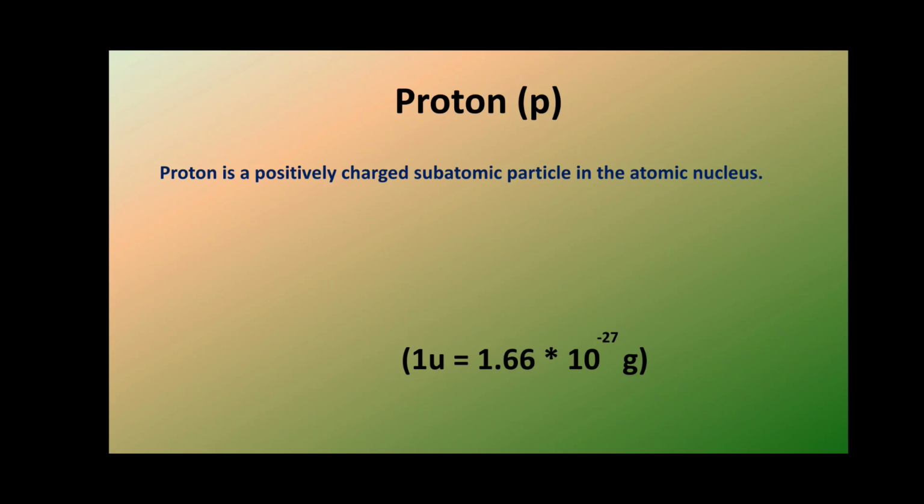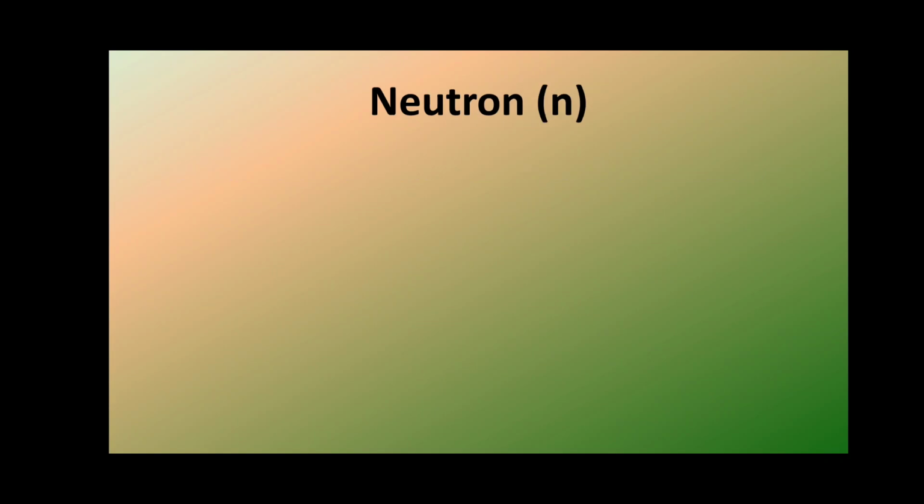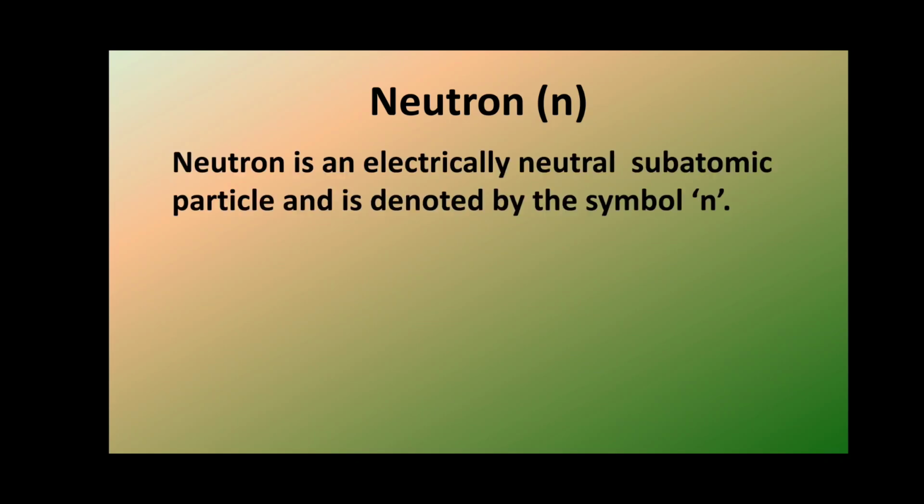Now I would like to tell you about the neutron, which is another subatomic particle, or nucleon, present in the nucleus of an atom. A neutron is an electrically neutral subatomic particle, denoted by the symbol n. The number of neutrons in the nucleus is denoted by the capital N. Always remember, the mass of one neutron is approximately equal to the mass of a proton, that is 1 Dalton.